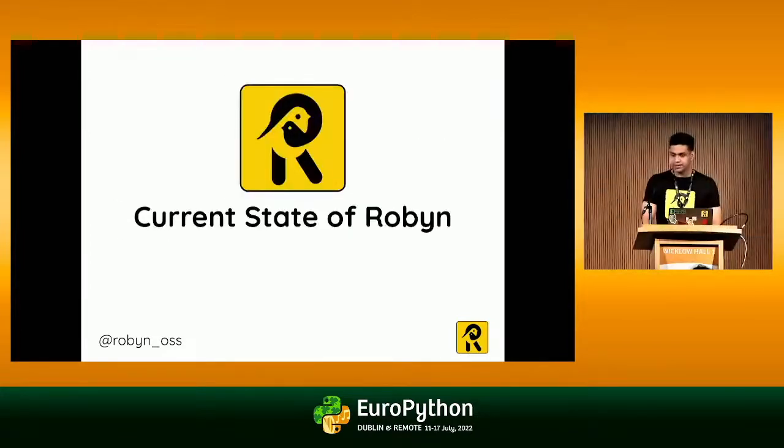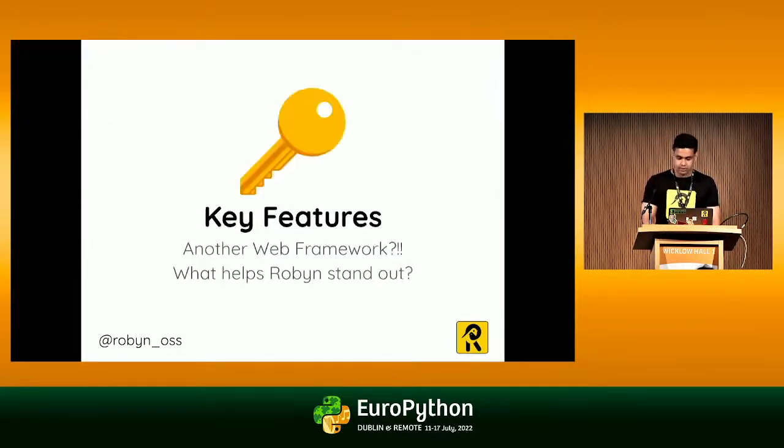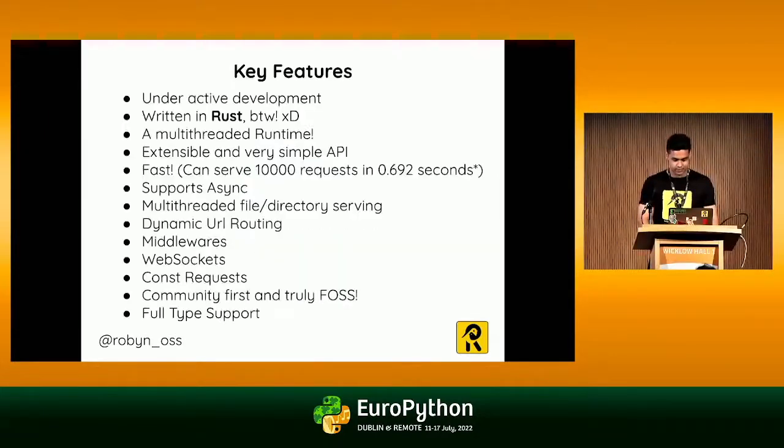Let's have a look at the current state of Robyn. So Robyn is currently hosted on GitHub. It has a BSD 2.0 clause. It has around 1,400 stars on GitHub, around 300,000 installs on PyPI. But most importantly, it's under active development. Now, by this time, I'm pretty sure many of you must have had this question. Why another web framework? What helps Robyn actually stand out?